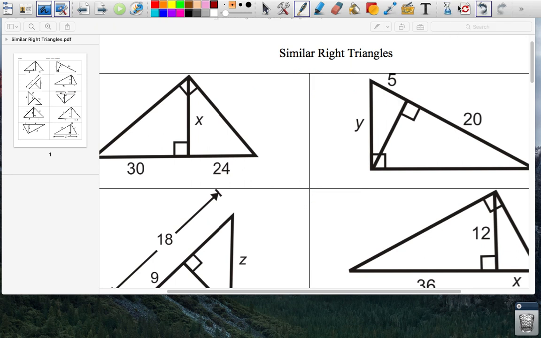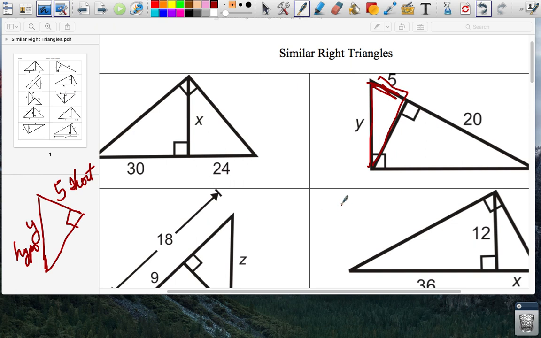Okay. The second question, we want to split it up into two triangles. The first triangle I use is this one, the small one, on the left side. I'll draw it over here somewhere. So it sort of looks like this. And this is the 90-degree angle, this is 5, and this is y. I'm going to write this as short, and I'm going to write hypo for hypotenuse.